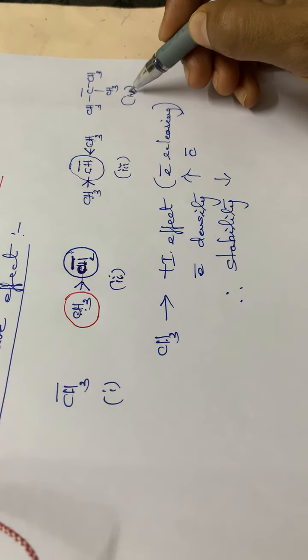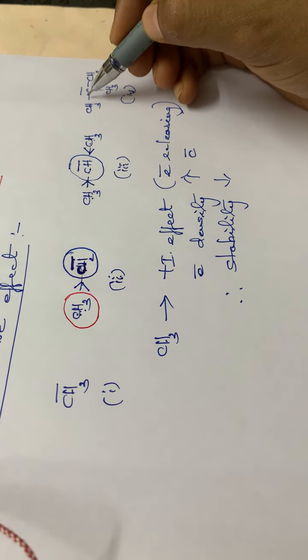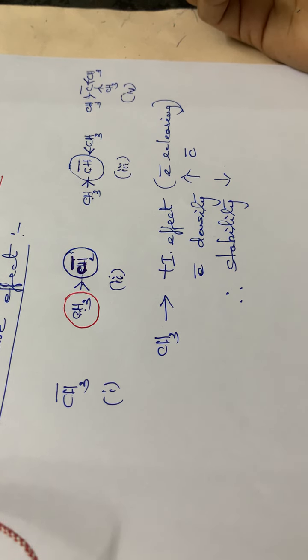Then coming to the next carbanion, it has three CH3 groups. Again, how many plus I effect groups are there? Three plus I effect groups are there, isn't it?